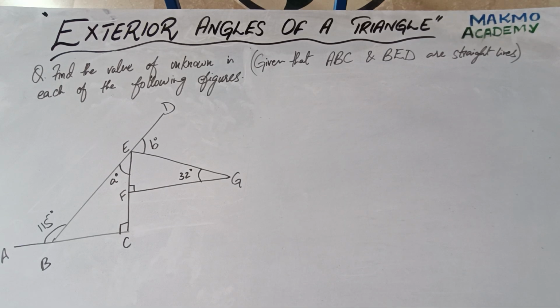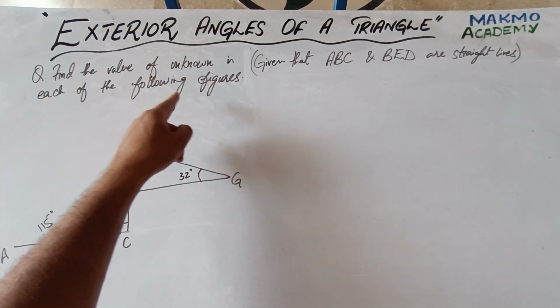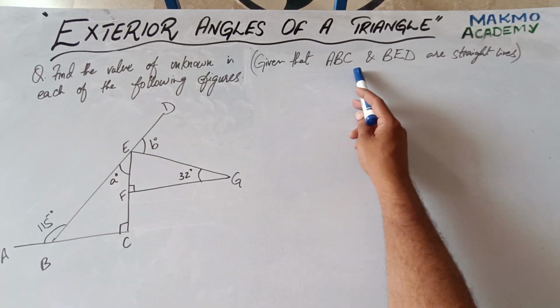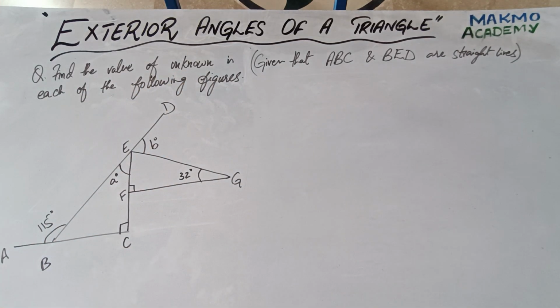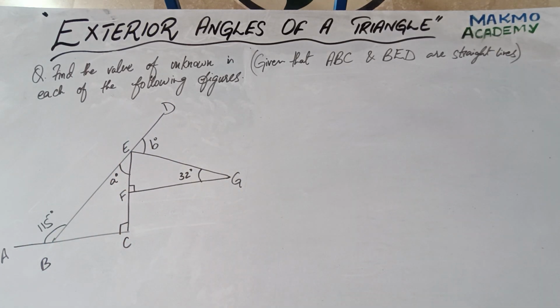Okay, now let's look at this problem again. Find the value of the unknowns in each of the following figures, given that ABC and BED are straight lines. So consider ABC and BED as two straight lines. This is the information given in the question, and here is the figure through which we need to find the value of the unknowns.